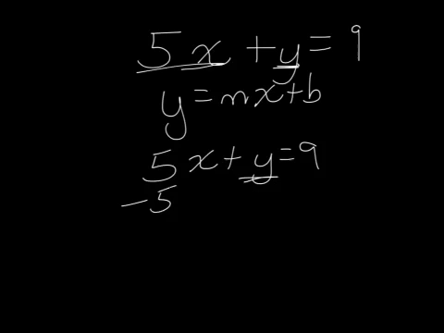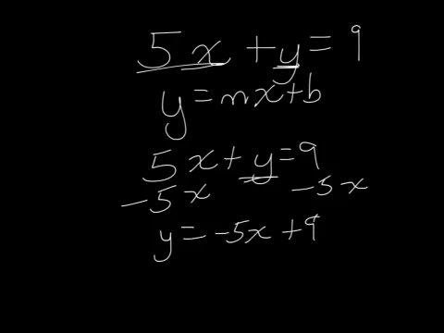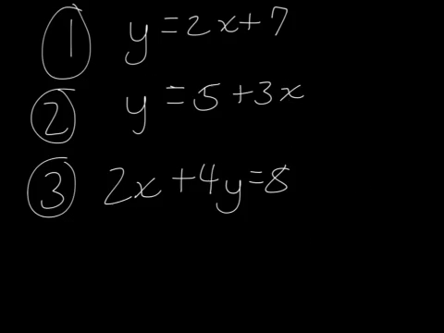To do this, we subtract 5x from both sides of the equation, and we get y = -5x + 9. In this case, our slope, our m, is negative 5, and our y-intercept, our b, is 9. We have three equations again written here, and I want you to identify the slope and the y-intercept of each of these equations. Take a few seconds to work those out. If you need more time, pause the video.